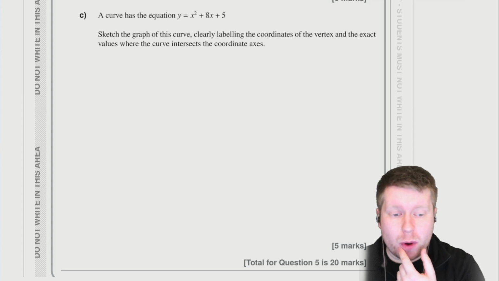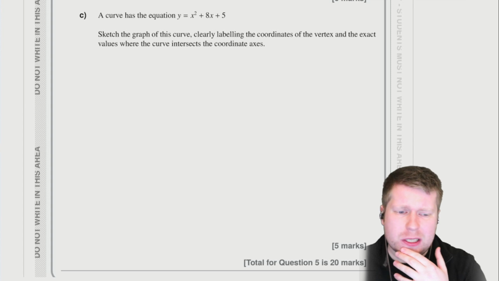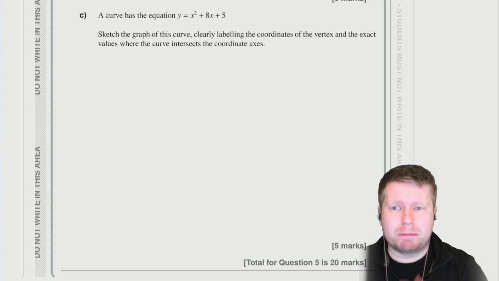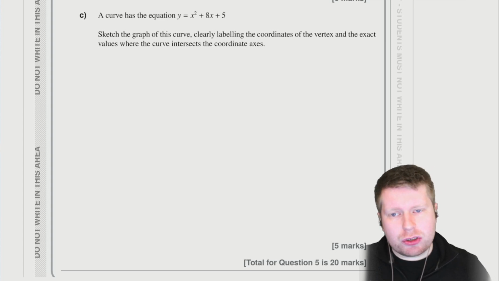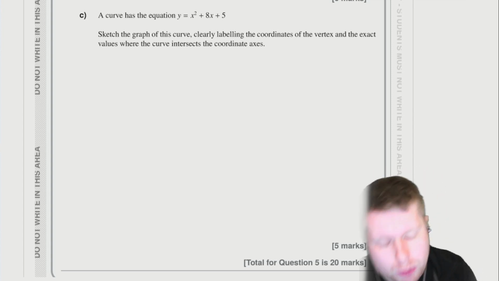And I know some people have been working really, really hard on the papers, and obviously there are other factors as well, but this is a standard question. Like, come on guys, you should have got 5 marks here. Okay. So we need to sketch the graph of this curve, clearly labelling the coordinates of the vertex and the exact values where it intersects the coordinate axes.